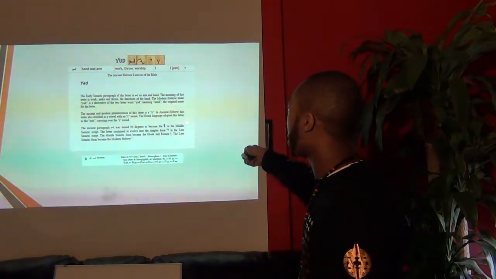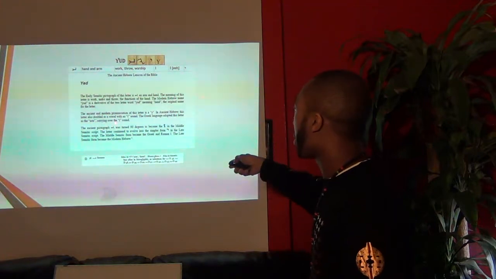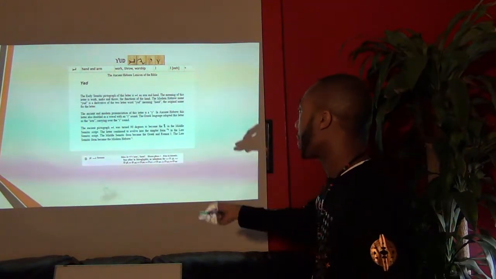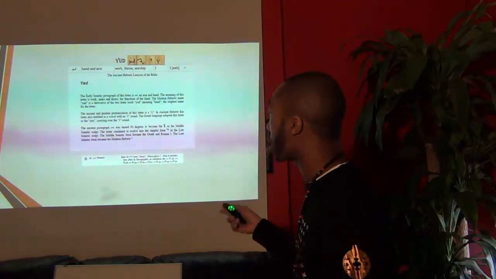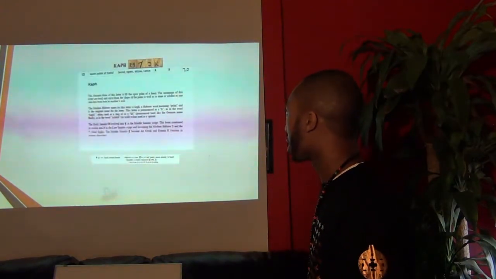The Greek language adopted this letter as the iota, carrying over the I sound, right? And this is D36, which means the forearm in Alan H. Gardiner's sign list. Let's move forward, right?